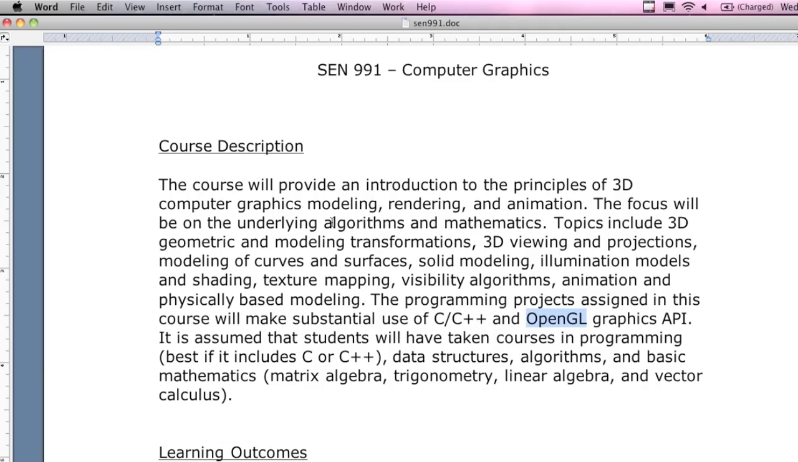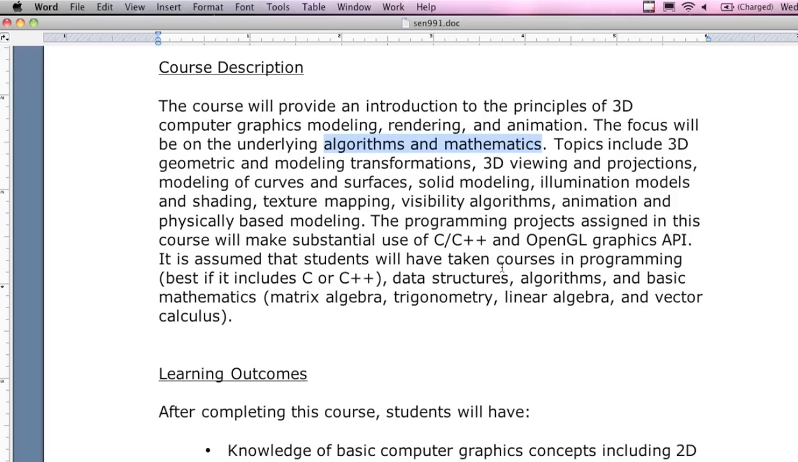No focus on underlying algorithms and no focus on mathematics either, because you're not computer science students. I'm going to assume that you're not, therefore I'm not going to hit you with a bunch of programming algorithms or mathematics. However, simple algebra is needed to understand some of the transformations, adding matrices together, looking at the XYZ plane, which is more geometry than I believe algebra.